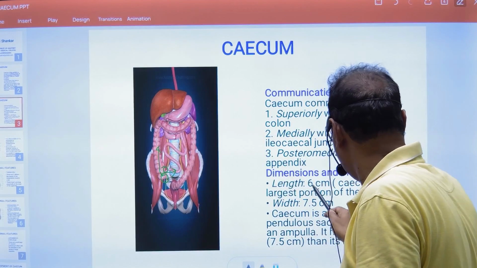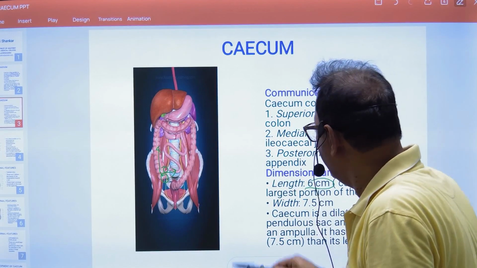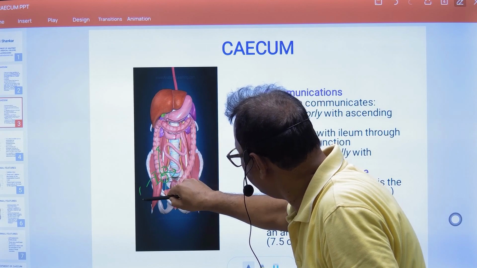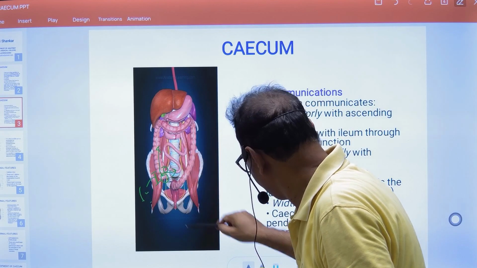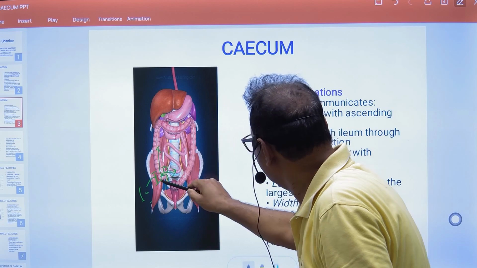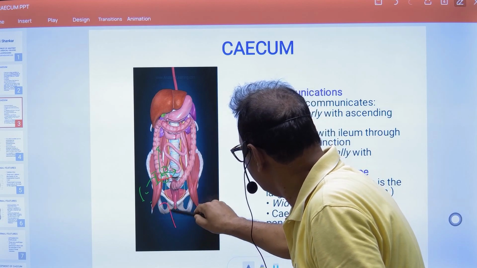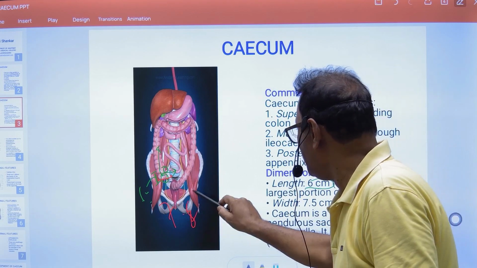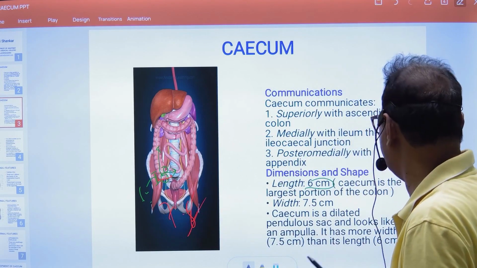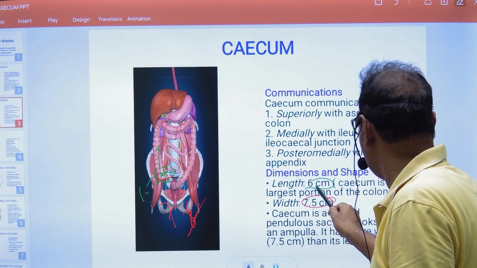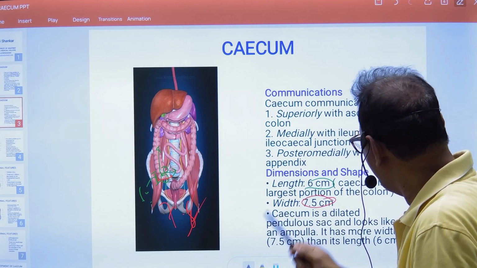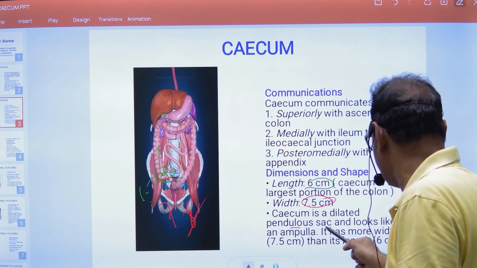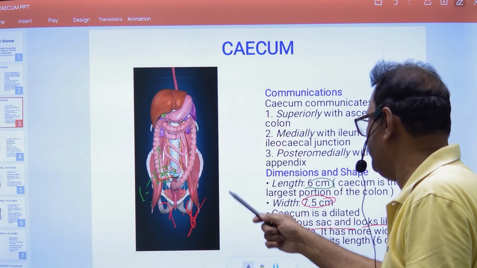Its length is 6 centimeters. What is its width? Its width is 7.5 centimeters. So its width is more than its length. Its width is 7.5 and its length is 6 centimeters. So the width is more than the length, and it is a dilated pendular sac, looking like an ampulla.